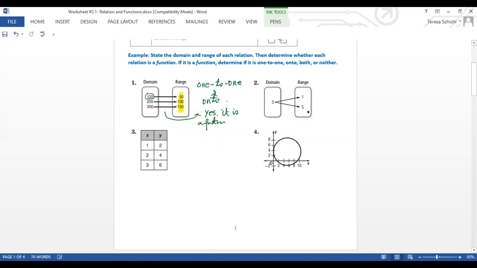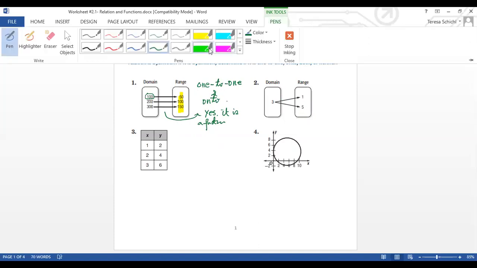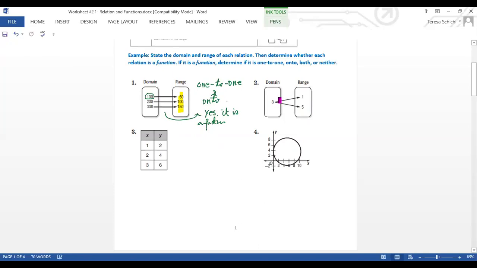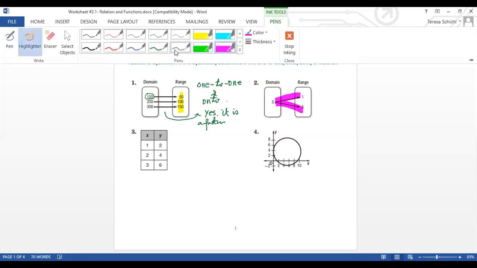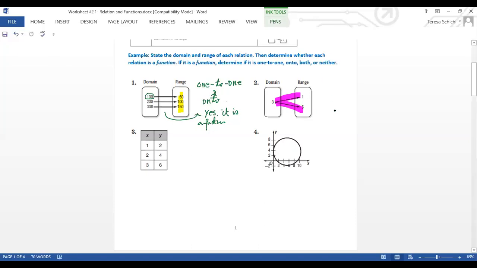Let's take a look at the second problem. The domain is 3, the range is 1 and 5. Oh, I see something here. One value here has 2 values in the range. So is this a function? No, not a function.